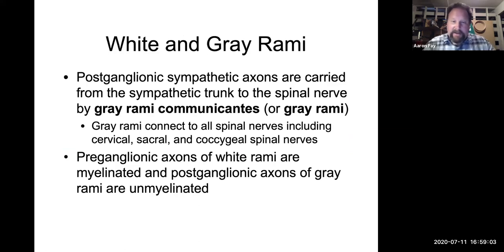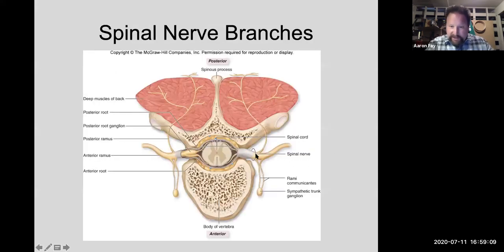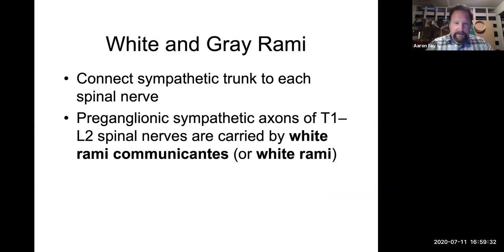Gray rami connect to all spinal nerves, including cervical, sacral, and coccygeal spinal nerves. Right? Spinal nerves, these structures here. So again, this is a major case of word soup. If you understand the definitions clearly, you'll know what's going on. If you have the definitions 70, 80% down, total confusion. But once you get the definitions down and clear, clarity.